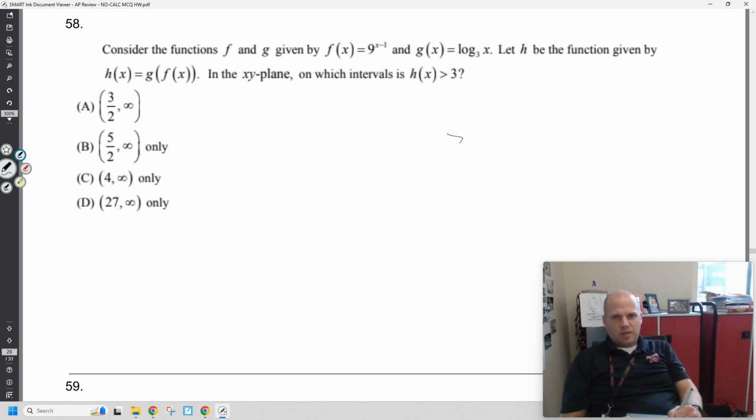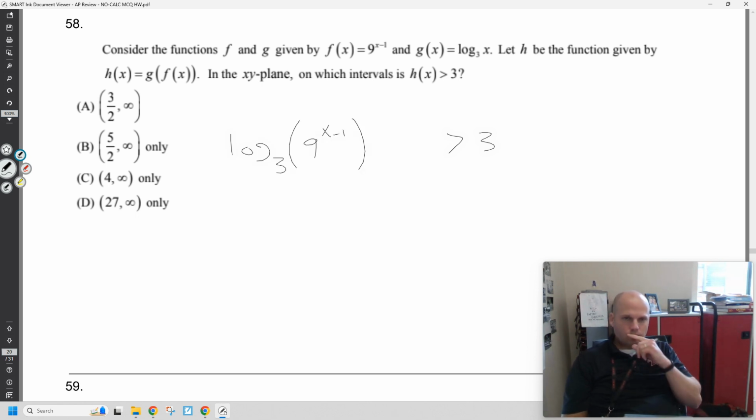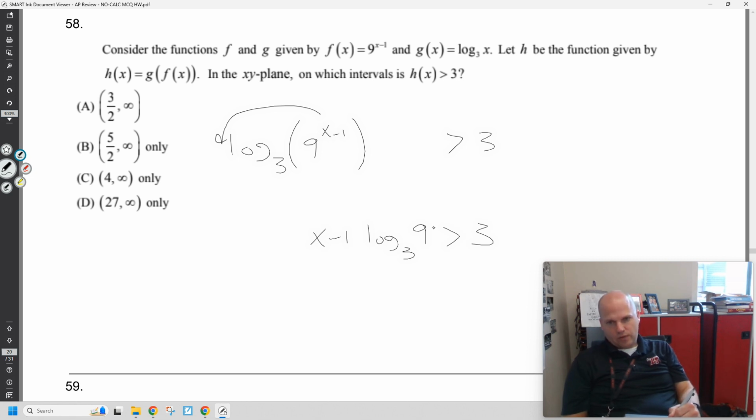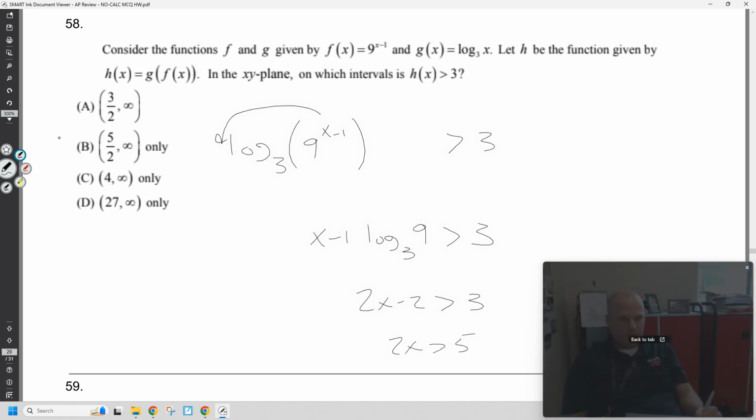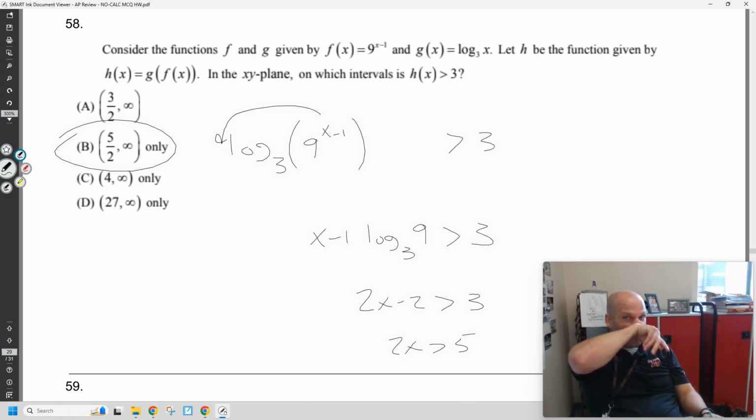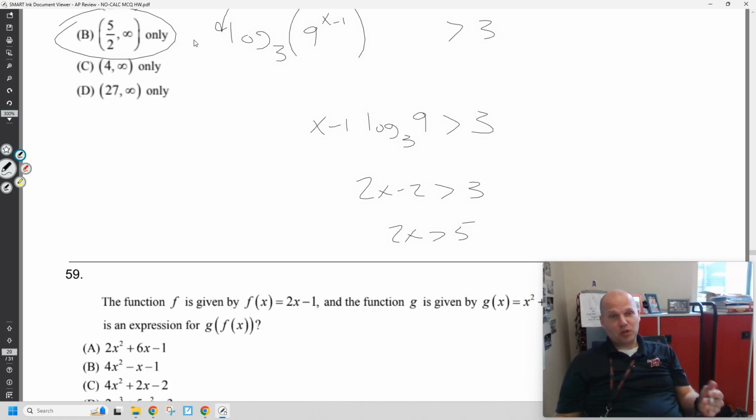Okay, h being bigger than 3, h is g of f of x. X minus 1 can be brought down times log base 3 of 9 has to be bigger than 3. Log base 3 of 9 is 2. 2x minus 2 has to be bigger than 3. 2x has to be bigger than 5. X has to be bigger than 5 halves. Woo! Another good one.